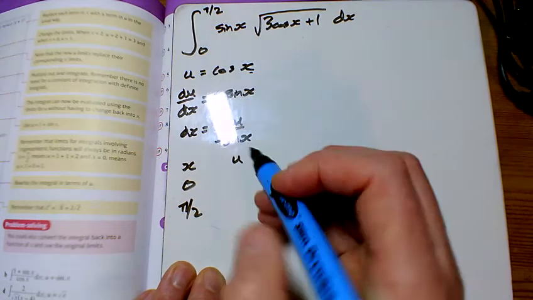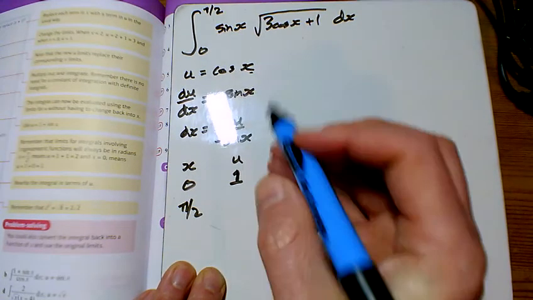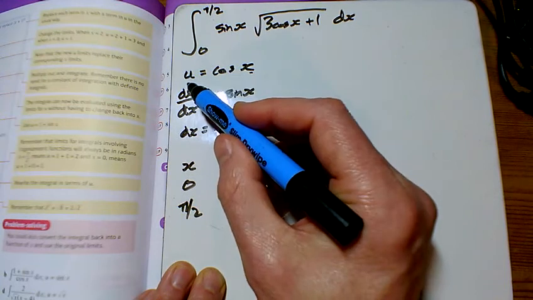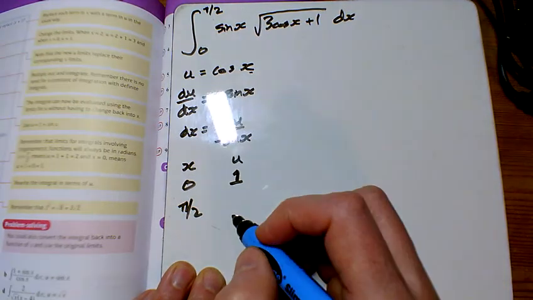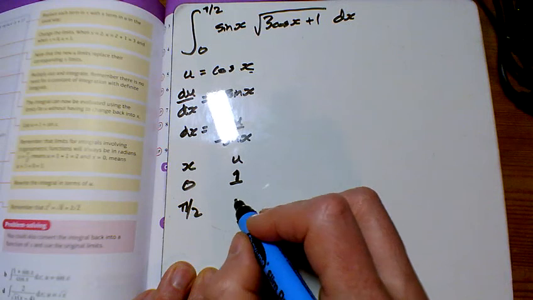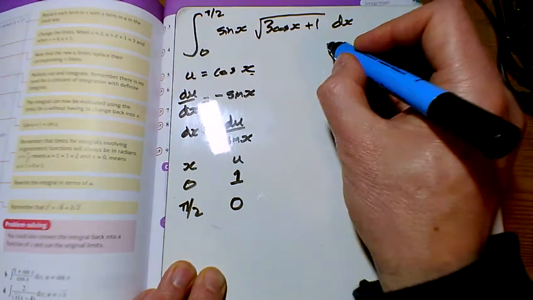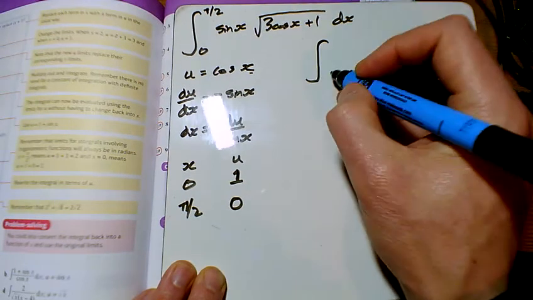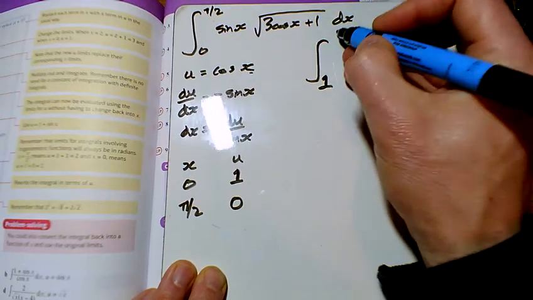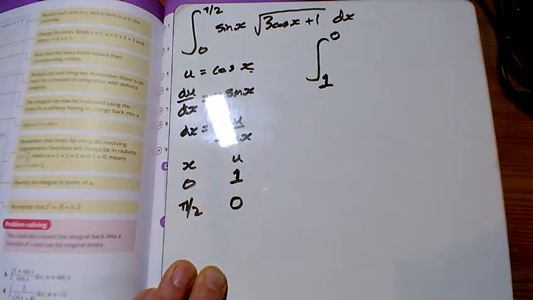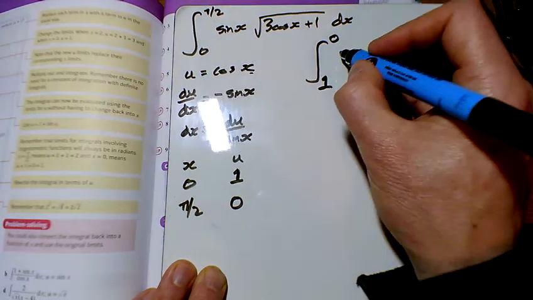The cos of 0, of course, is 1. And the cos of pi over 2 is 0. So that's interesting. It's the first time that's happened, isn't it? That actually the lower number here is the 1 and the upper number here is the 0. You might not have seen that before.